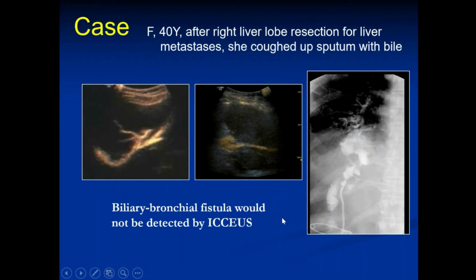This patient underwent right liver lobe resection for liver metastases. She coughed up sputum with bile. So X-ray cholangiography confirmed there was a biliary-bronchial fistula here, which could not be detected by ICCEUS. That means ICCEUS has limitations here.